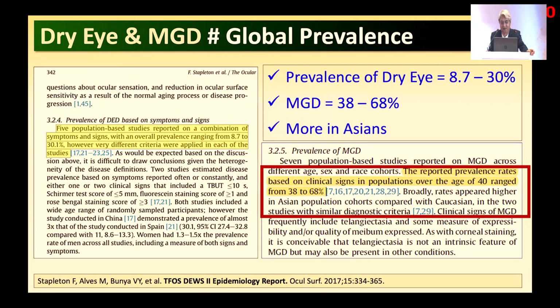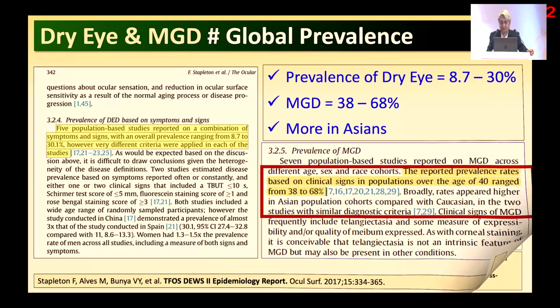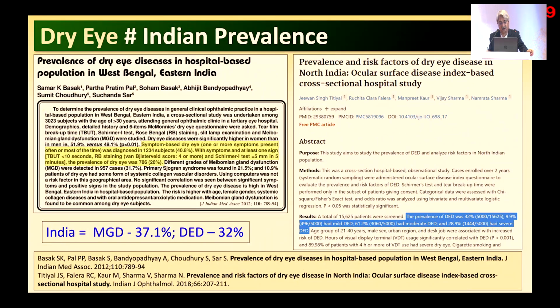So dry eye and MGD is a global problem. Recently it is more. The prevalence of dry eye is between 8.7 to 30%, and MGD is 38 to 68%, more in Asians than Caucasians. We had studied this about 12 years back, and in our study we showed that MGD is 37%. There are other studies from North India which have also shown that the MGD percentage is quite high, almost 31%.